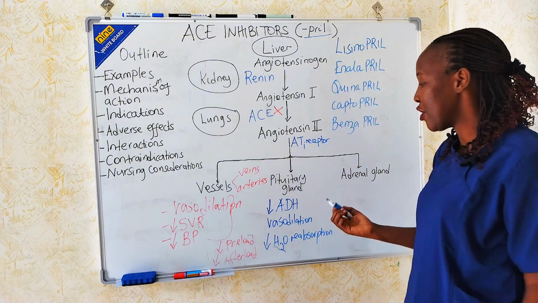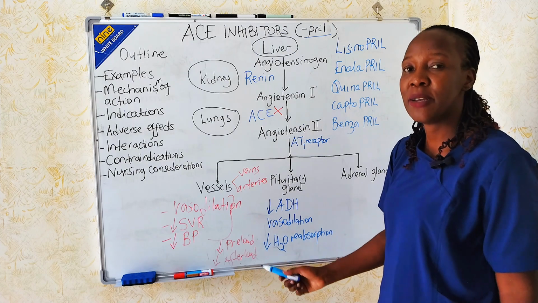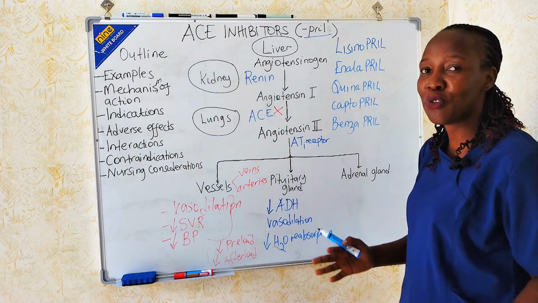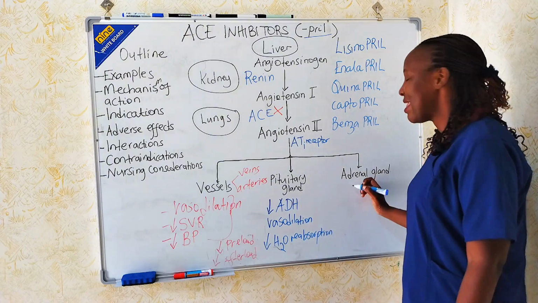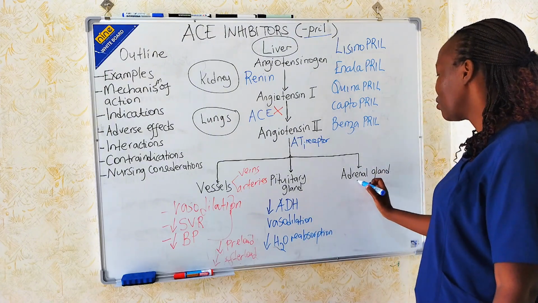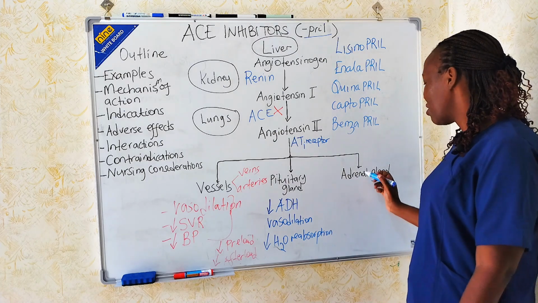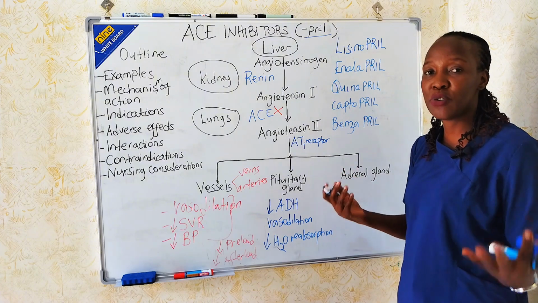When we have a reduced blood volume, our preload also goes down. The demand on the heart is reduced. Blood also does not flow through the vessels with that much pressure. Then, the third effect of angiotensin 2 is felt on the adrenal gland, where angiotensin 2 is going to cause production of aldosterone.